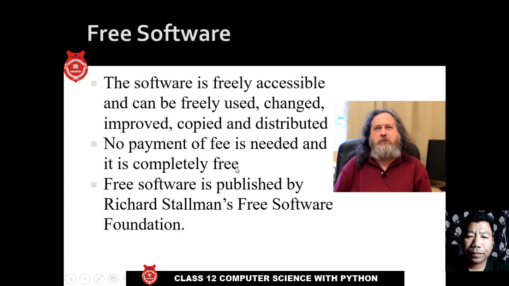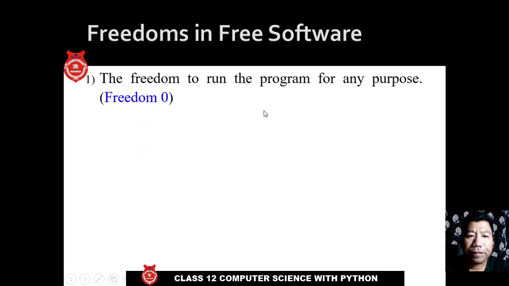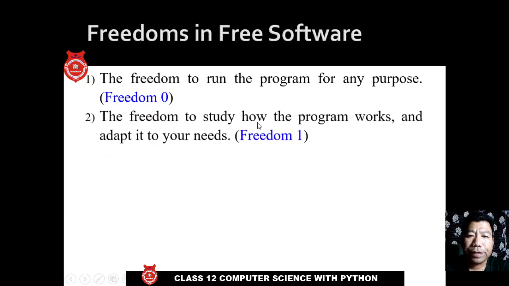Next one is freedoms in free software. When we say free software, it means the following. There are different types of freedom given in free software. The freedom to run the program for any purpose. This is freedom number 0. And the freedom to study how the program works and adapt it to your needs. This is freedom number 1.